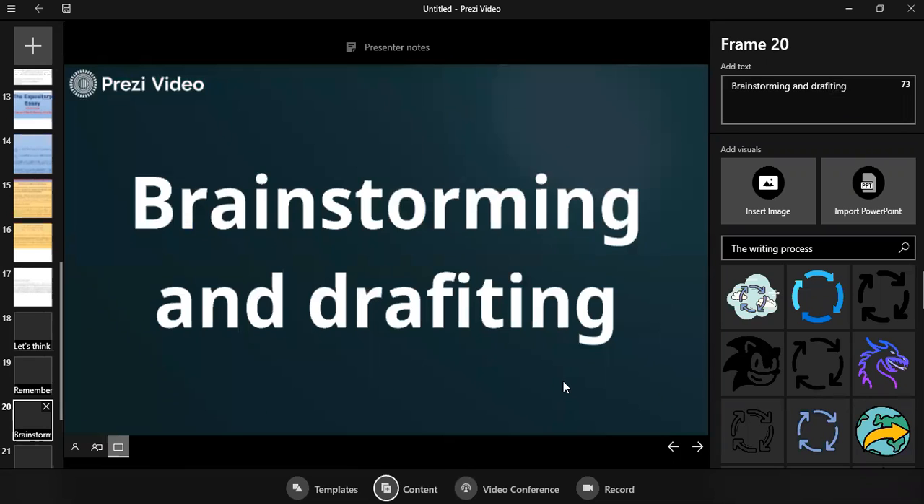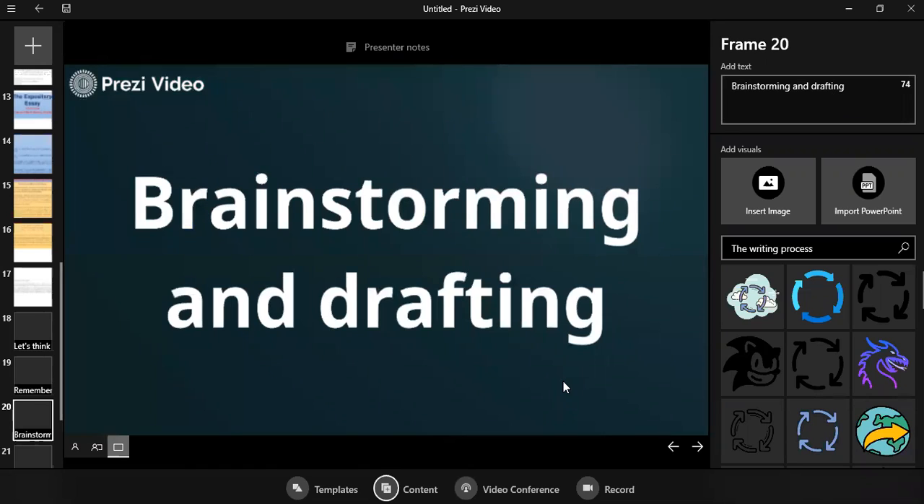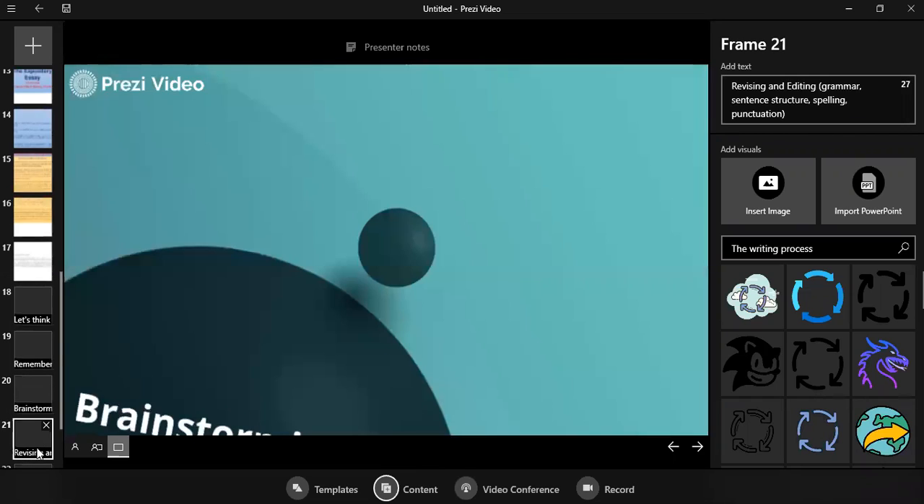Drafting, I added an I there. You have to brainstorm and draft. How do you brainstorm? On a piece of paper. Yes, you write quick phrases. You do not write complete sentences. Quick phrases, then after that, you write your rough draft or your first draft. After that, you revise what you wrote, you edit grammar, sentence structure, spelling, punctuation. Okay, now you have a second draft.